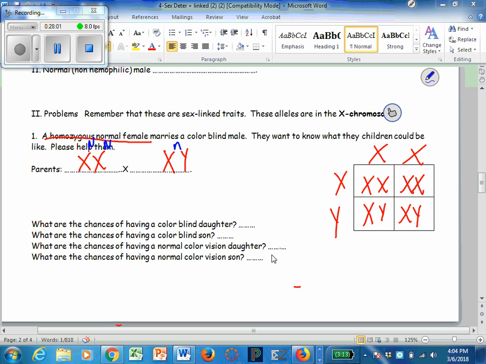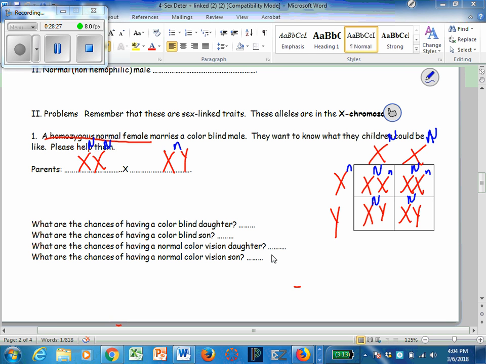So let's start with my female. X big N, X big N. So I would have a big N here and a big N here. Big N here, big N here. There we go. Now my Ns are taken care of. Now I have a colorblind male. So X little n Y. So this X would be little n, and my boys are taken care of.